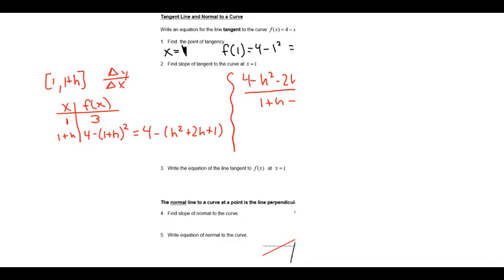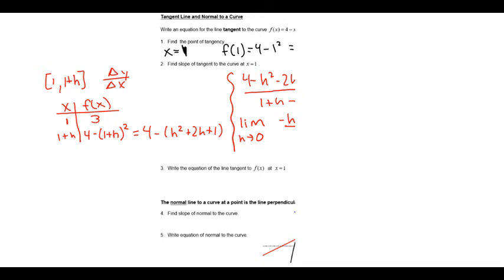So to find the slope of our tangent, we need to take the limit as h approaches 0 of negative h squared minus 2h all over h. So we can simplify this a little bit by dividing everything by h, since there's an h term in every piece of the numerator. So we'll have negative h minus 2, and when h equals 0, we'll just have negative 2. So there is the slope of our tangent line.